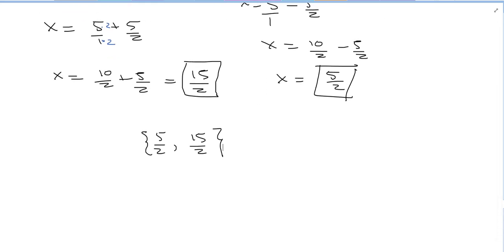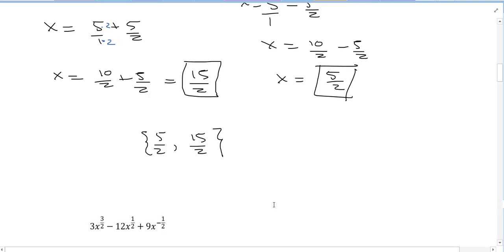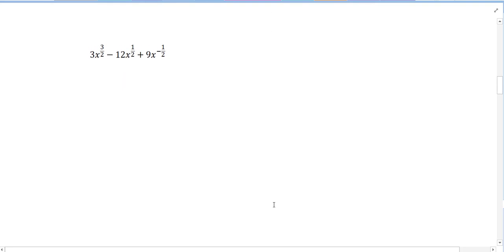In the next video, we're going to do a factoring problem that has been asked also. We're going to factor this expression. So if you are struggling with how to factor something like this, then watch the next video.